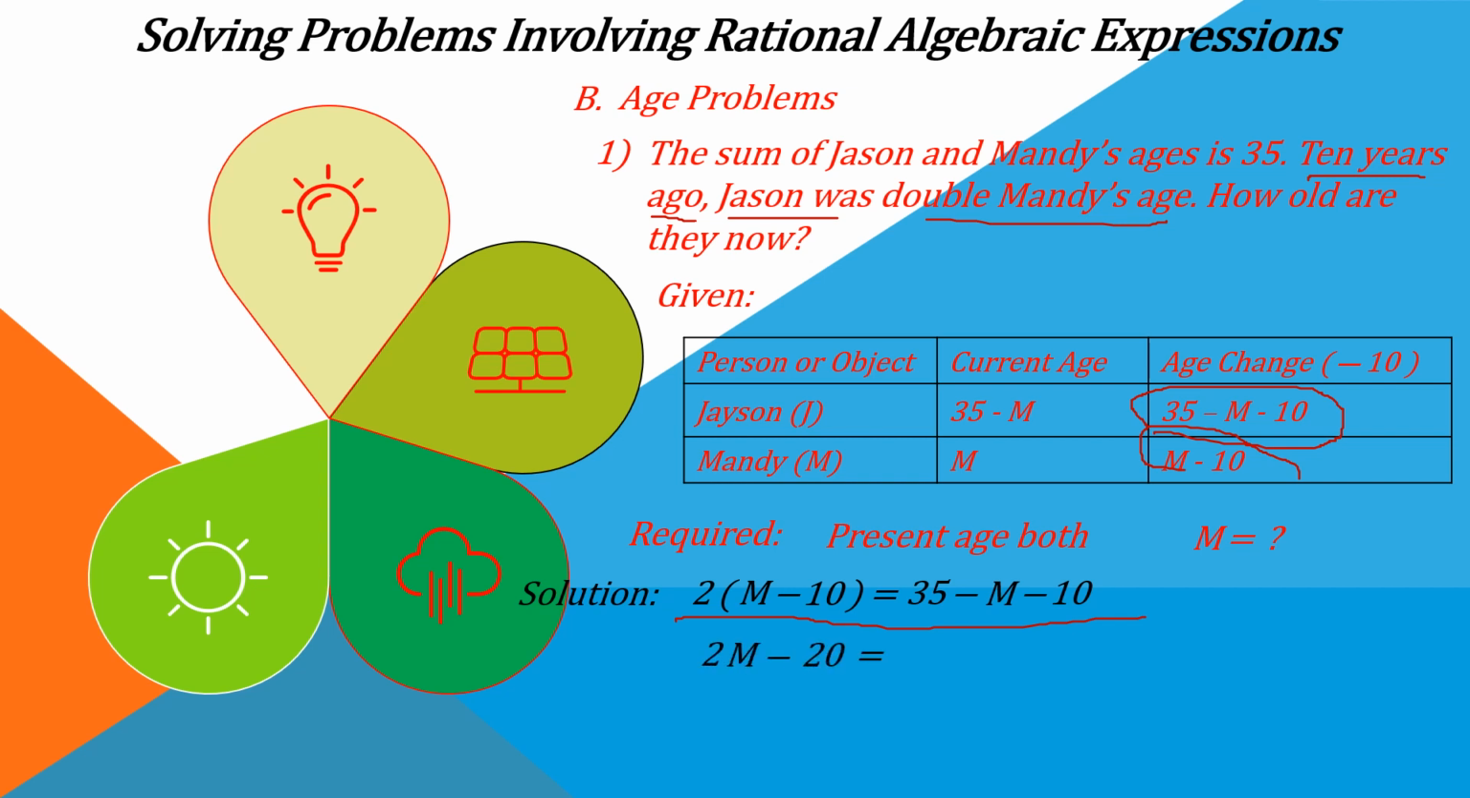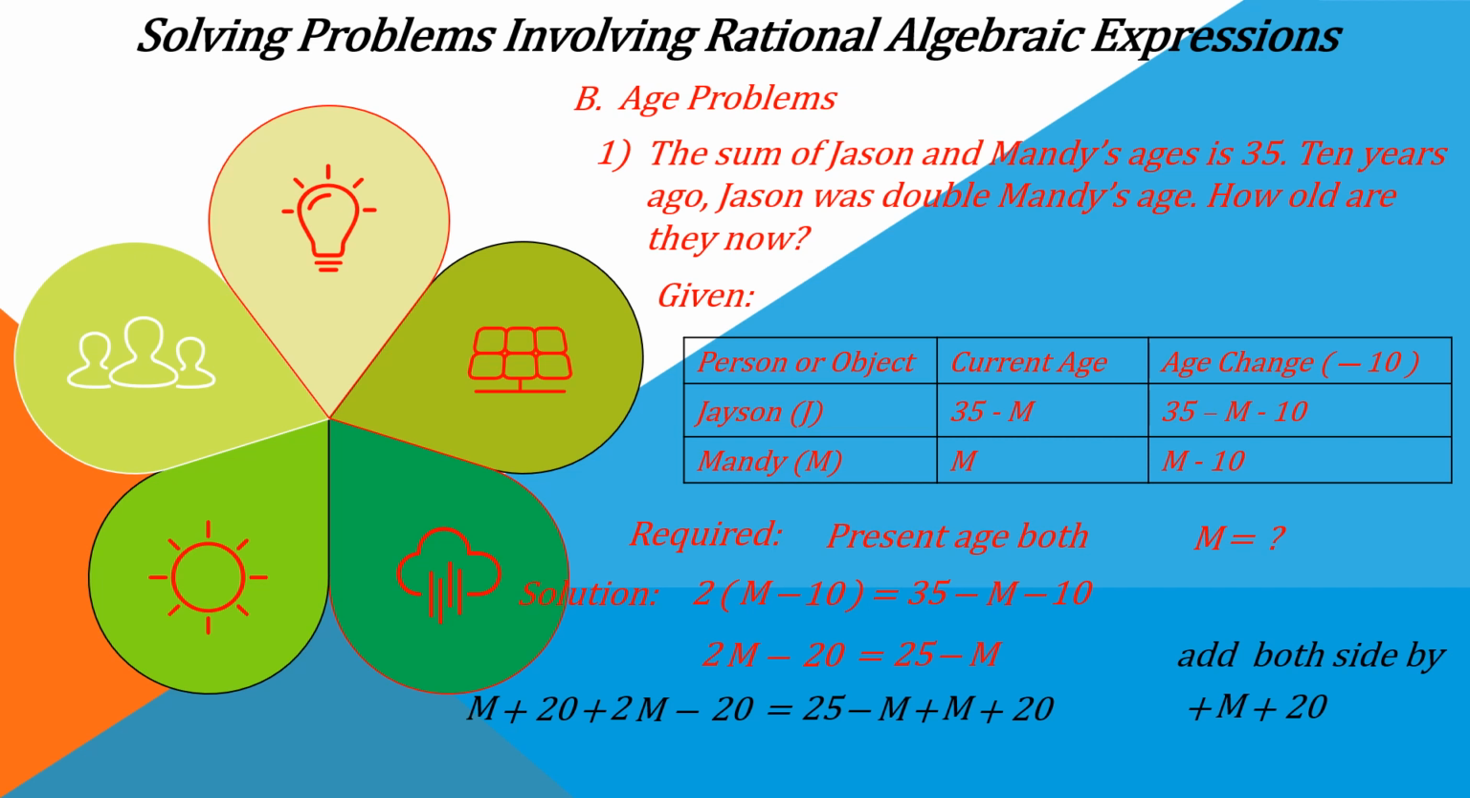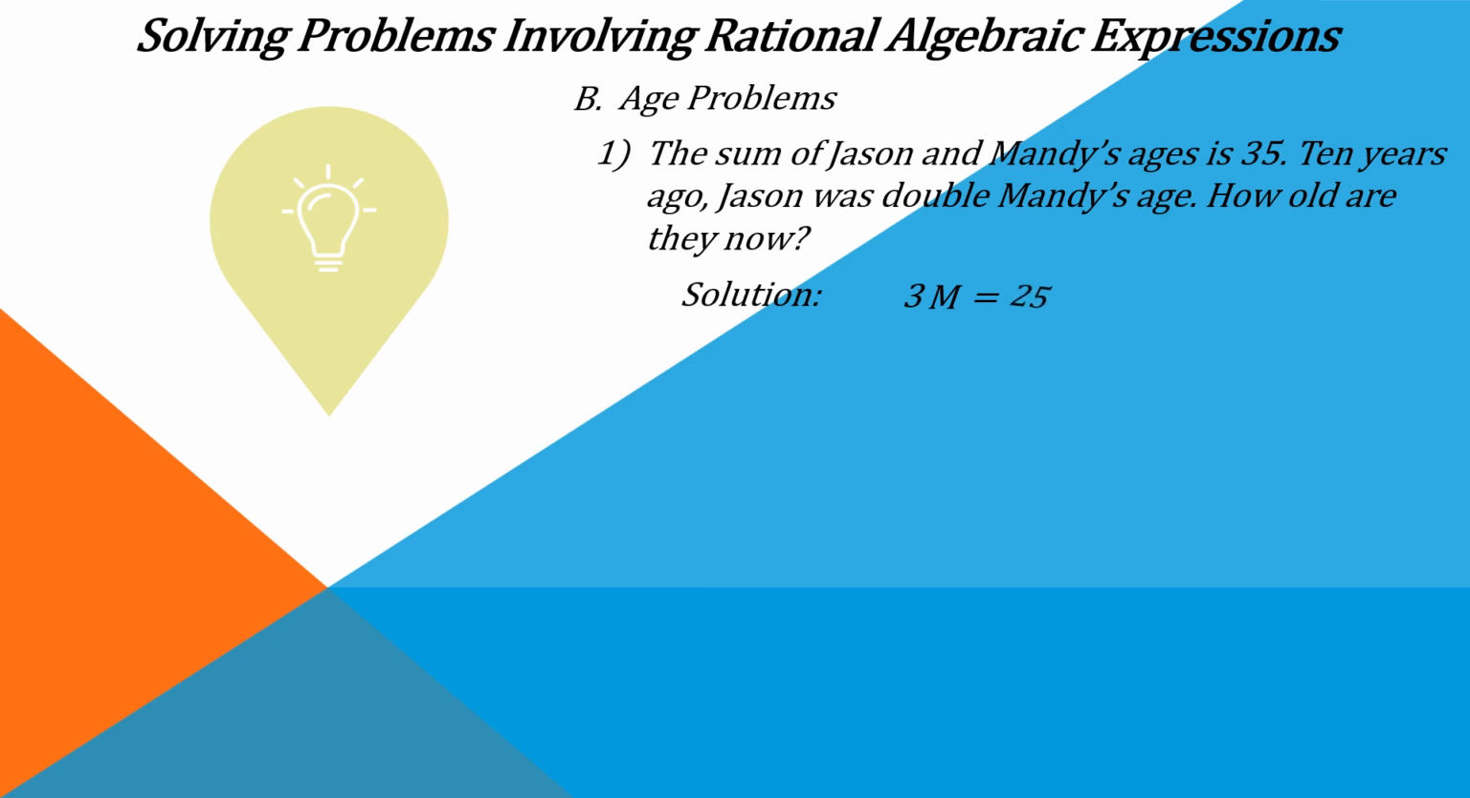Simplifying the equation, we have 2M minus 20 equal to 25 minus M. And add both sides of the equation by positive M plus 20: M plus 20 plus 2M minus 20 is equal to 25 minus M plus M plus 20. And we have 3M is equal to 25 plus 20, and cancel M and M, and 20 and 20. We have 3M is equal to 25 plus 20. 3M is equal to 45, and M is equal to 15 years old. This is the age of Mandy at this moment, because it is M.